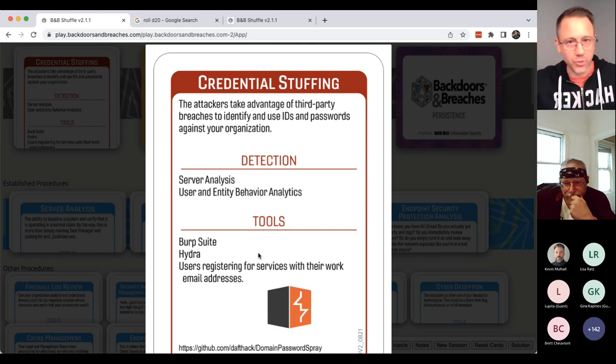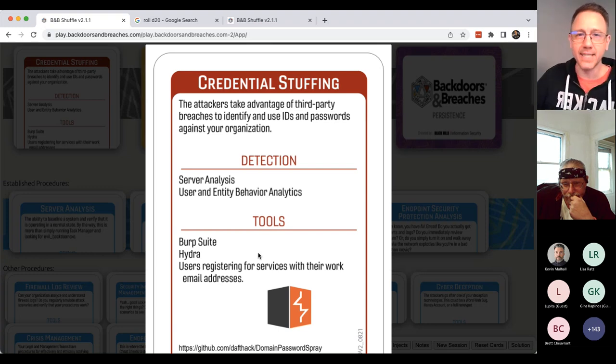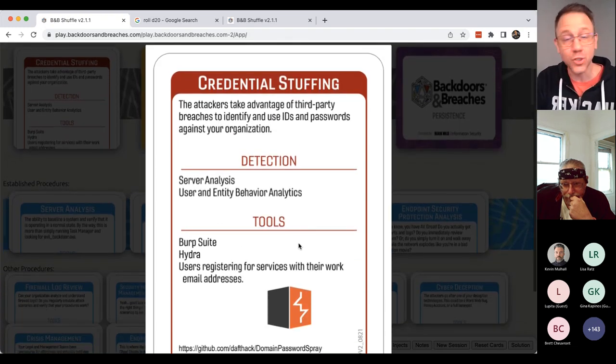All right. So if you take a look at the cards right now that we're using, it has a major headline, credential stuffing. So that's the attack. And then there's a brief explanation: attackers take advantage of third-party breaches. So that's not your organization, that's other organizations, to identify and use IDs and passwords against your organization. So it's other breaches that they may use against you. All right, and what can detect this type of attack is server analysis and user and entity behavior analytics. And we'll talk about that in a second.